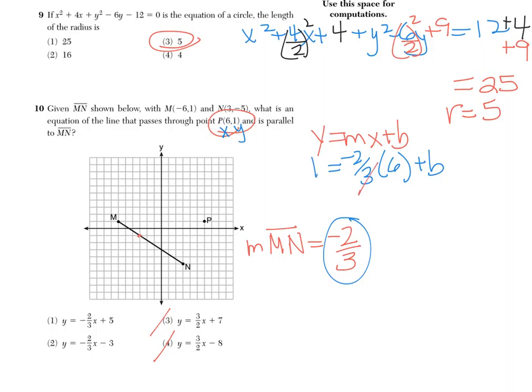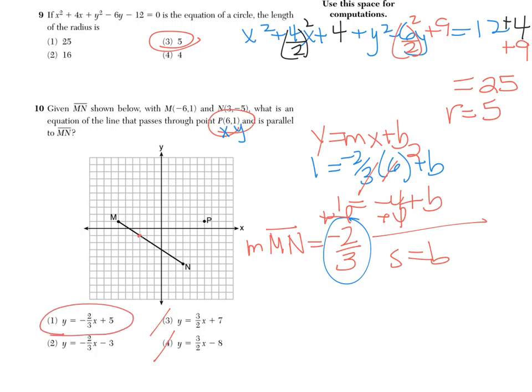So 3 goes into 6 2 times. I have 1 is equal to -4 plus b. Add the 4 to both sides, and I get 5 is equal to b. So my new equation for the line, my y-intercept is 5, and my slope that's parallel is the same as -2/3, so that's choice 1.